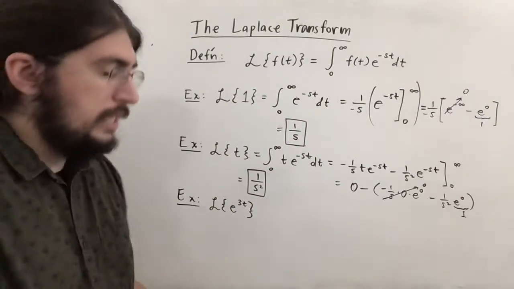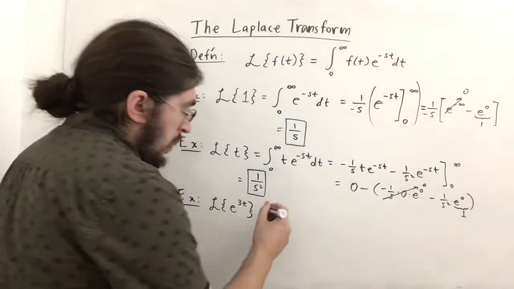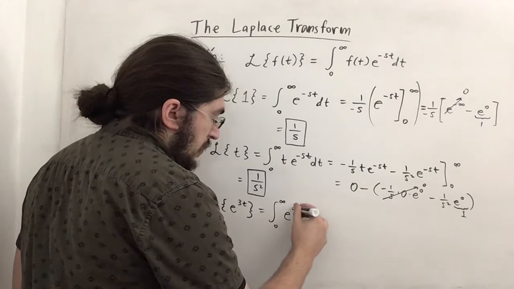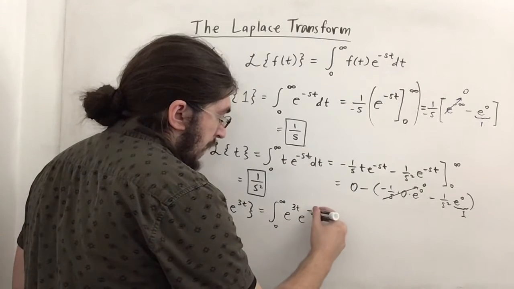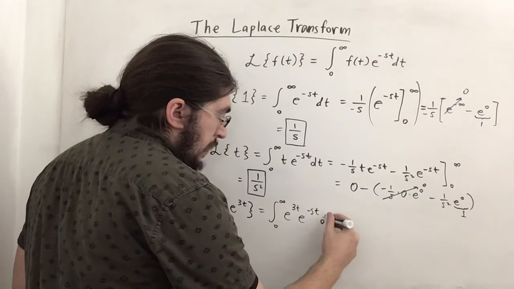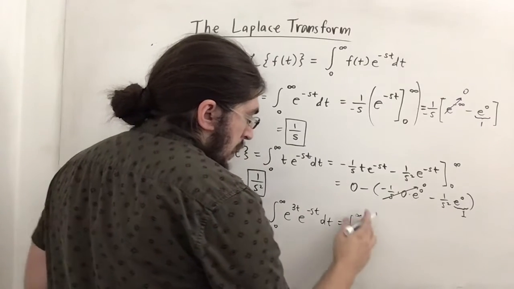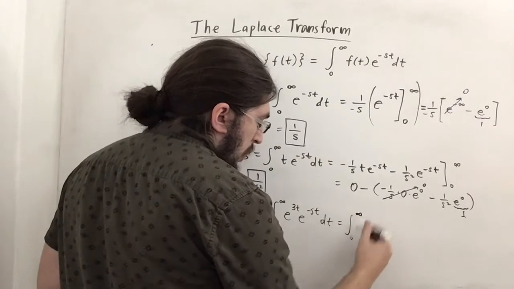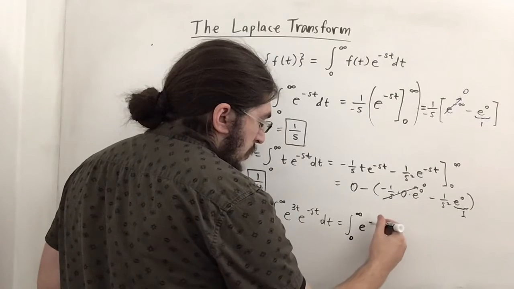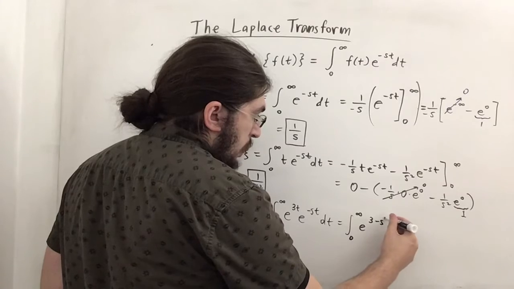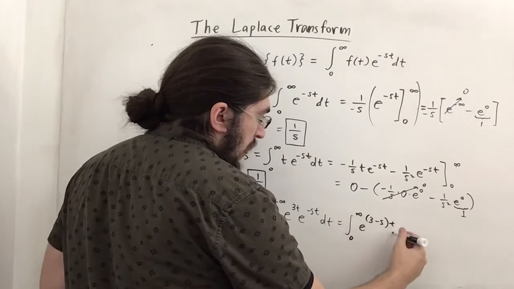So now this one is actually not all that bad at all, because notice here we have the integral from 0 to infinity of e to the 3t times e to the negative st, there we go. Since they're both powers of e, you can actually combine them as what? Well, you can combine them as e to the 3t minus st, or if you pull out the t, it's e to the (3 minus s) times t, dt.